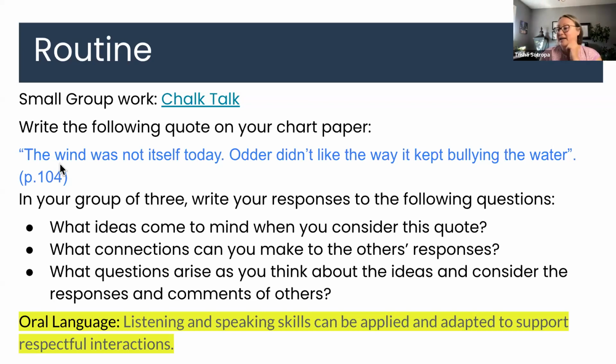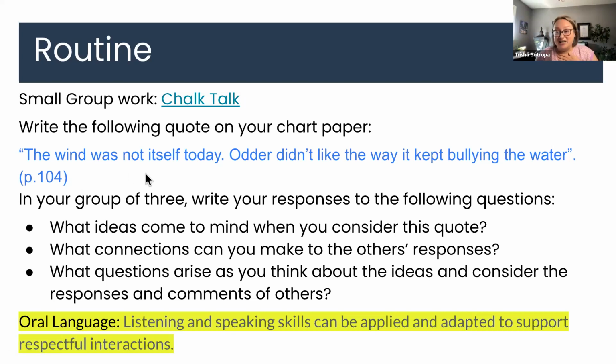And I would put that quote from the book Otter. "The wind was not itself today. Otter didn't like the way it kept bullying the water." So again, we're reusing pieces so that they're not doing something new all the time. We keep coming back to the book Otter and making that connection.